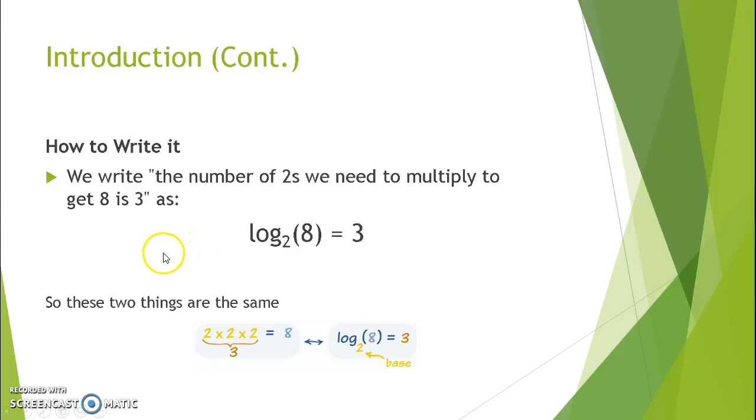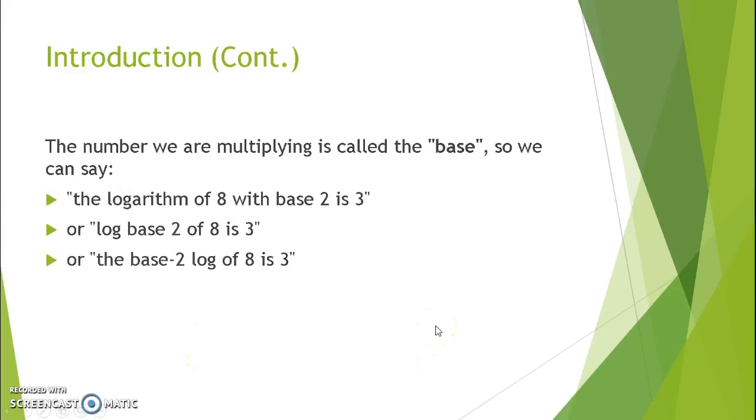So basically, we're saying that 2 to the 3 equals 8 is the same thing as saying logarithm base 2 of 8 equals 3. Okay, and we're going to see later on that this is a particular example of the definition of the logarithm. Now, the number we're multiplying is called the base. So we can say the logarithm of 8 with base 2 is 3. That's one of the ways of saying it.